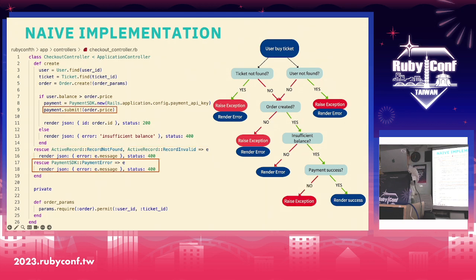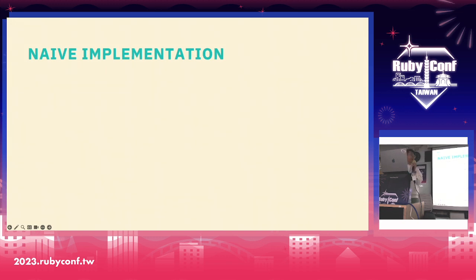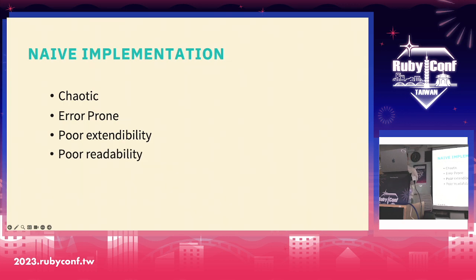And finally, if the payment submission fails, we also catch the exception. So in every step, if something doesn't go as planned, we ensure we inform the user with a clear error message. Right? So do you have any comment on this naive implementation? It is chaotic, error prone, not easily extendable, hard to read, and not reusable. So can we make it better?